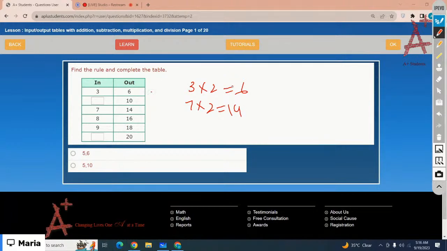3 times 2 is 6. Here you have 10. 5 times 2 is 10. Here the missing number is 5, right? Here you have 20. 10 times 2 is 20. So that would be 10. So the missing numbers are 5 and 10. The second one is the correct option, right?